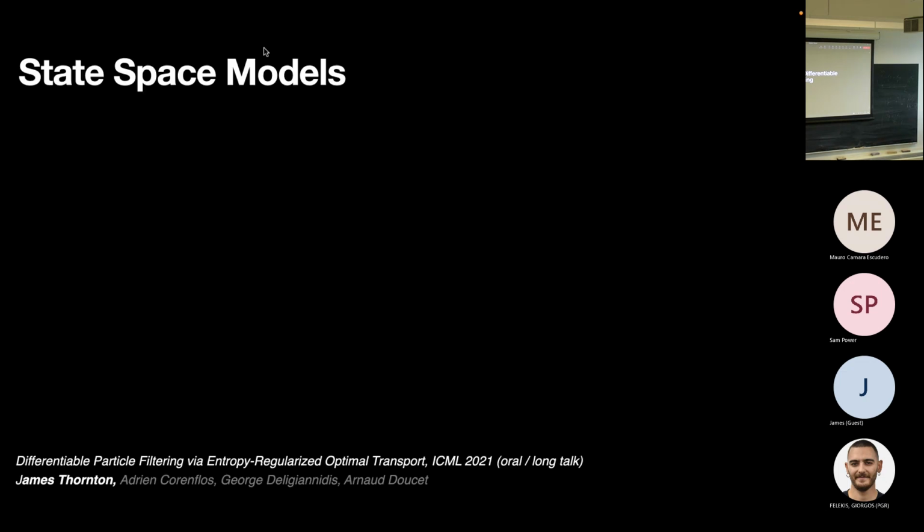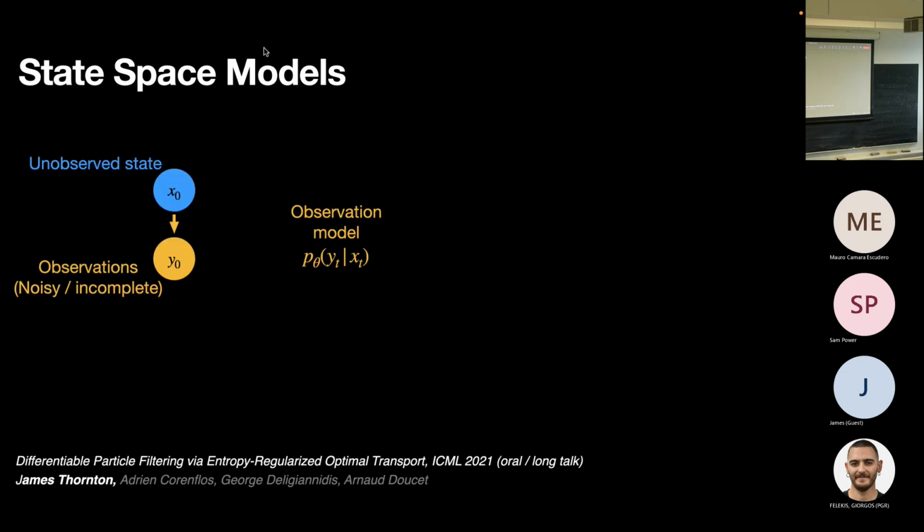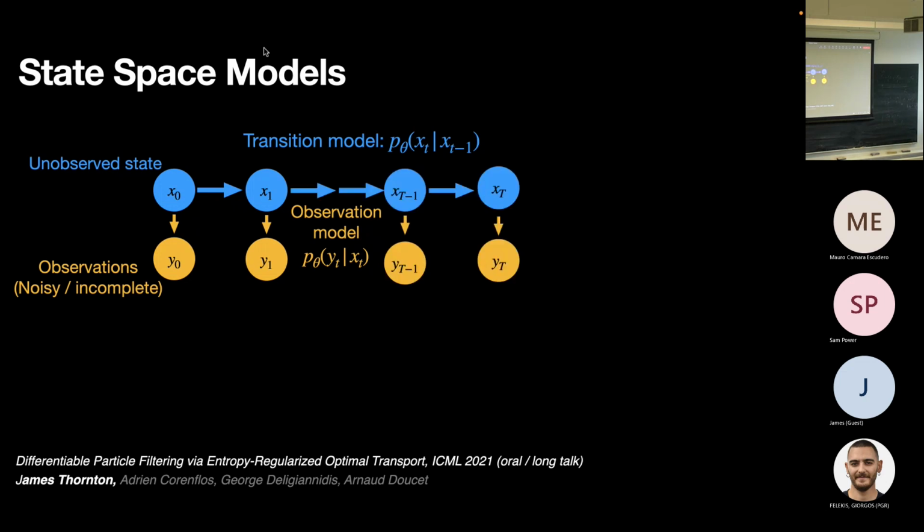So hopefully everyone's kind of familiar with state-space models and the general probabilistic model whereby you have some unobserved states which evolve through time and some transition. I'm going to use p and f for the transition interchangeably, and the observation p and g, and they're parameterized by some theta. So these are used all over the place.